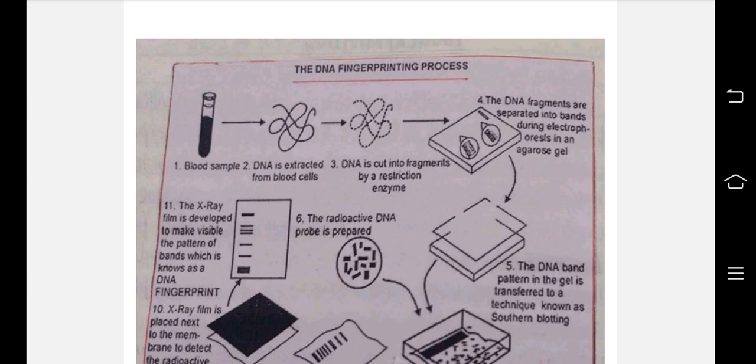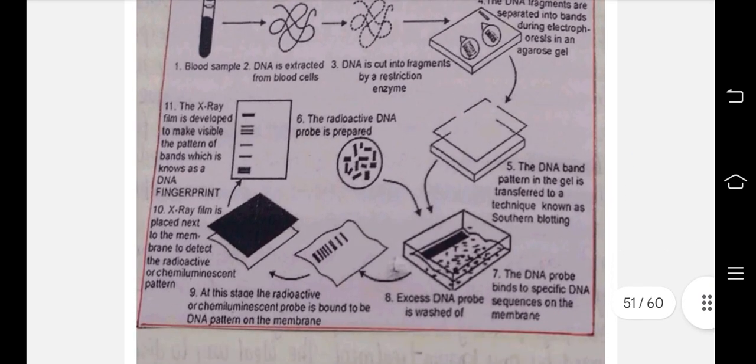Once again, blood sample, DNA is extracted from blood cells. DNA is cut into fragments by a restriction enzyme. The DNA fragments are separated into bands during electrophoresis in an agarose gel. The DNA band pattern in the gel is transferred to a membrane by a technique known as Southern blotting. The DNA probe binds to specific DNA sequences on the membrane. Excess DNA probe is washed off.